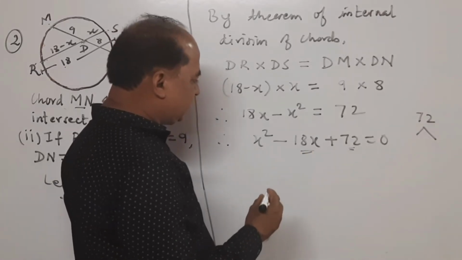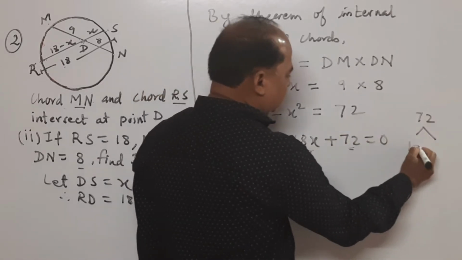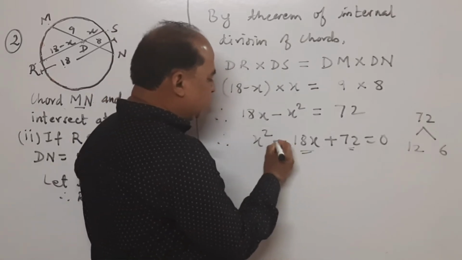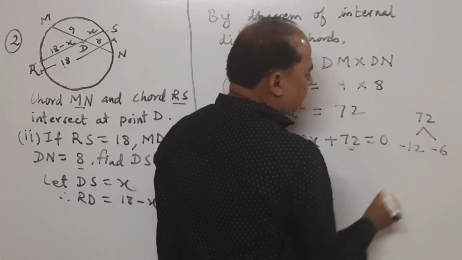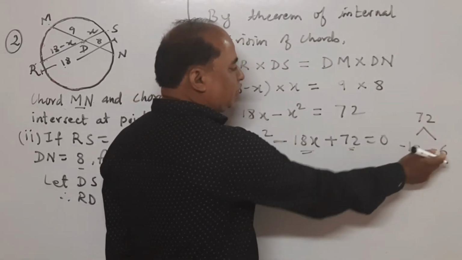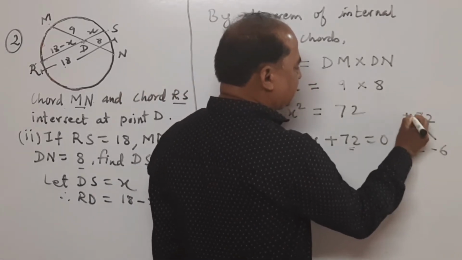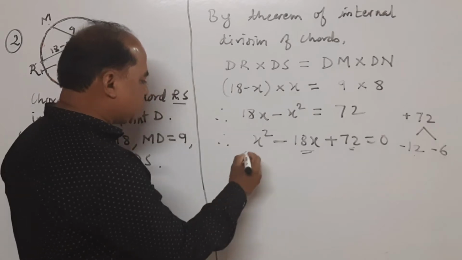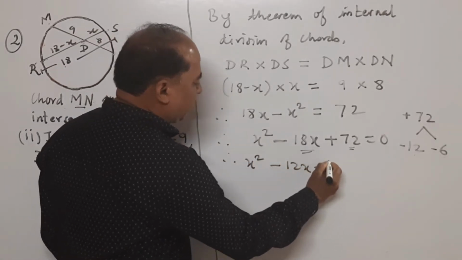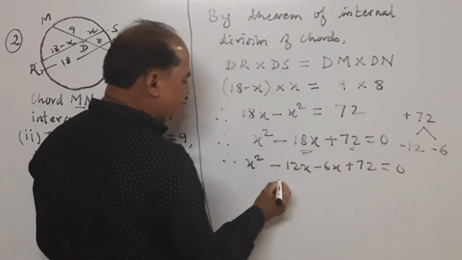So here, factors of 72: 12 into 6 is 72, and the middle term is negative, so both the factors will be minus 12 and minus 6, which sum to minus 18. The sum of these factors is minus 18 and the product, minus 12 into minus 6, is plus 72. So we split the middle term: x square minus 12x minus 6x plus 72 is equal to 0.